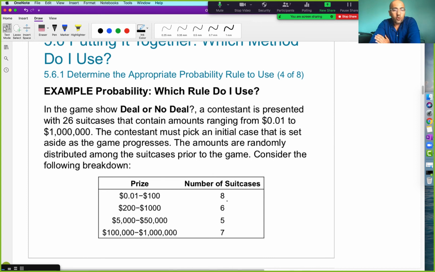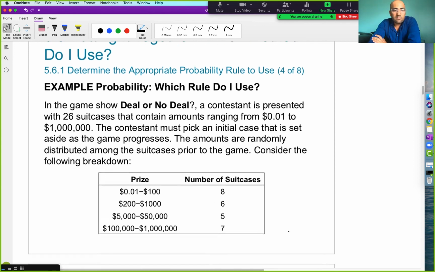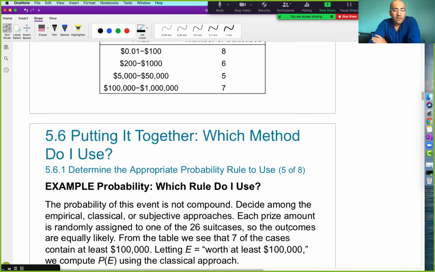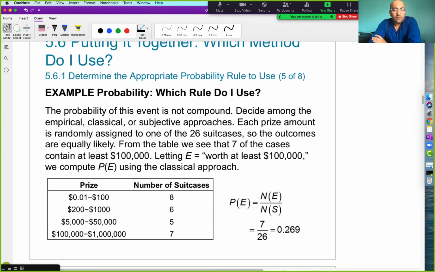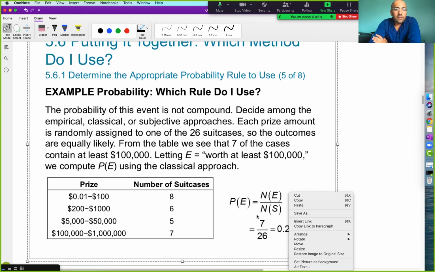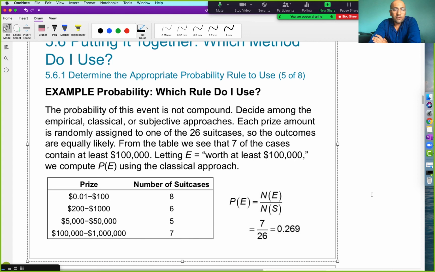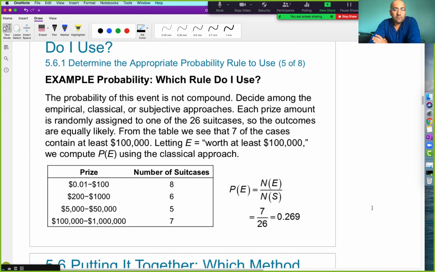So there are a total of 26 suitcases. They're all randomly placed on the screen for the contestant to choose. As they are choosing, they're randomly picking suitcases out of the 26, right? The probability of this event is not compound, right? Decide among the empirical, classical, or subjective approaches.